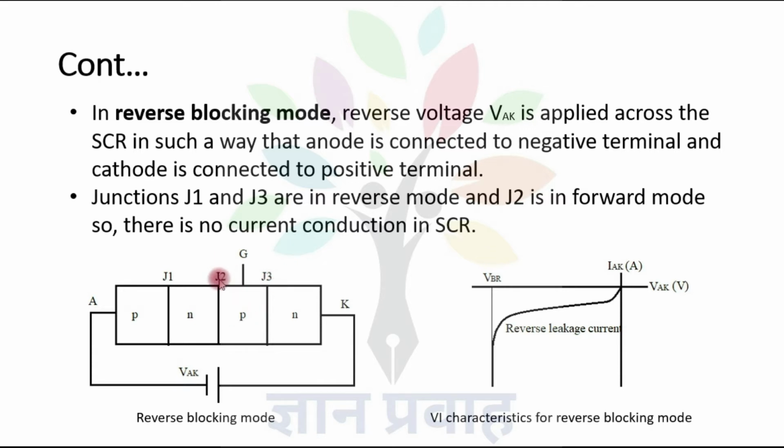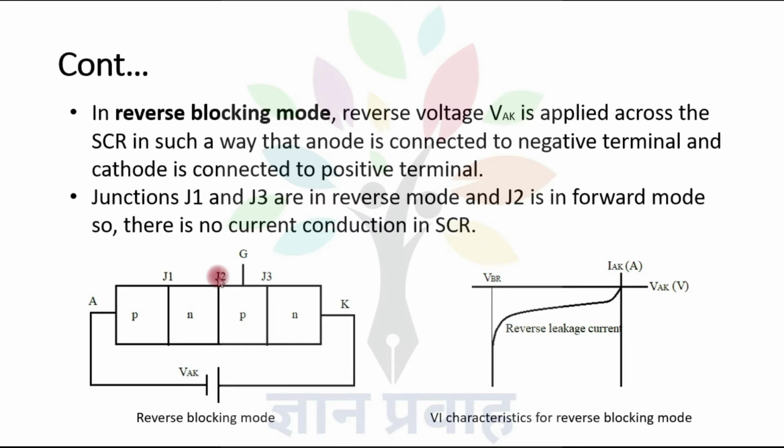P side of J2 junction is close to N side of J3 junction, and N side of this J2 junction is close to P side of J1 junction. That causes J2 in forward wise, and here we are not applying any gate voltage. J1 and J3 are in reverse wise and J2 in forward wise. So this mode is the reverse blocking mode, and ideally there is no current conduction.